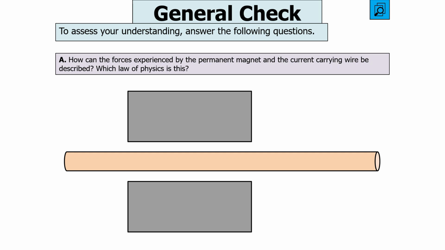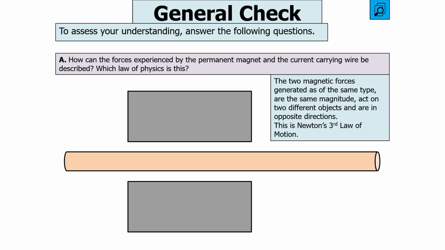How can the forces experienced by the permanent magnet and the current carrying wire be described? Which law of physics is this? The two magnetic forces generated are of the same type, are of the same magnitude, act on different objects, and are in opposite directions. So this is Newton's third law of motion.